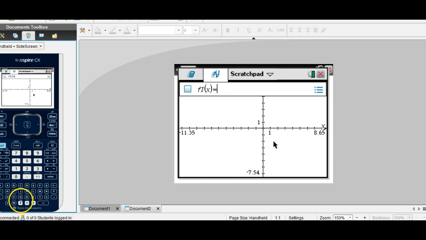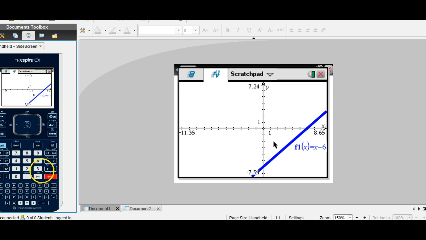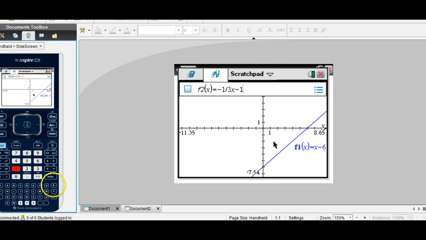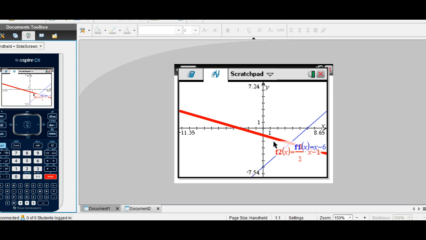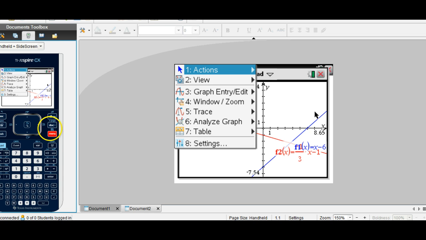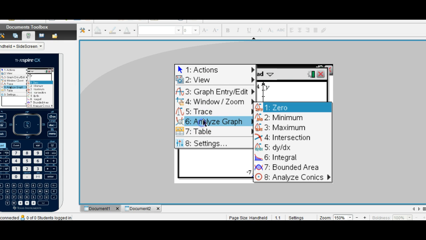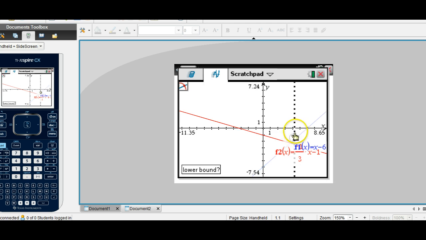Our first equation is y is equal to x minus 6. So we're going to put that into our calculator. And then our second equation was negative 1/3 x minus 1. Okay, now I can see where they cross here. It looks the same. My calculator will also tell me if I go to menu and go to option number 6, which is Analyze Graph. I'm looking for an intersection.